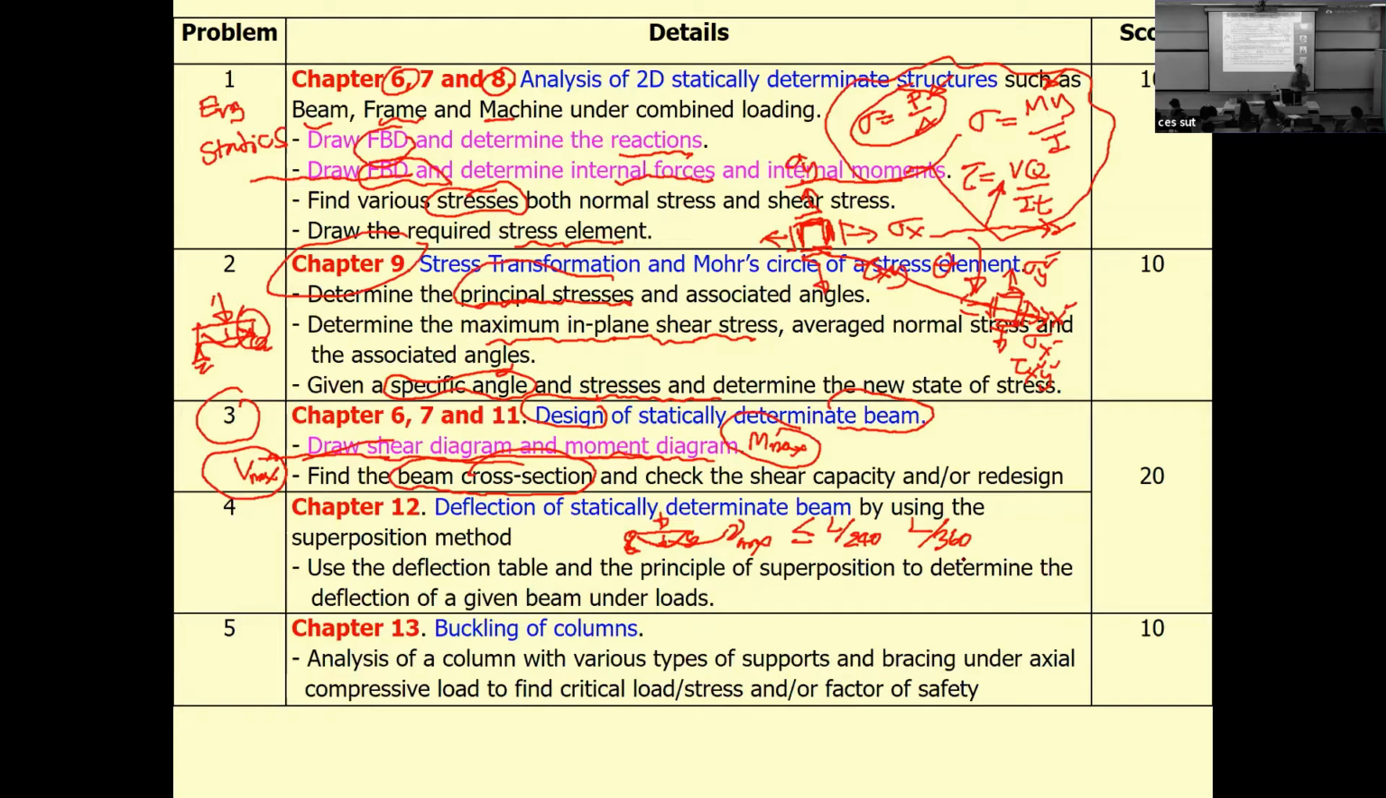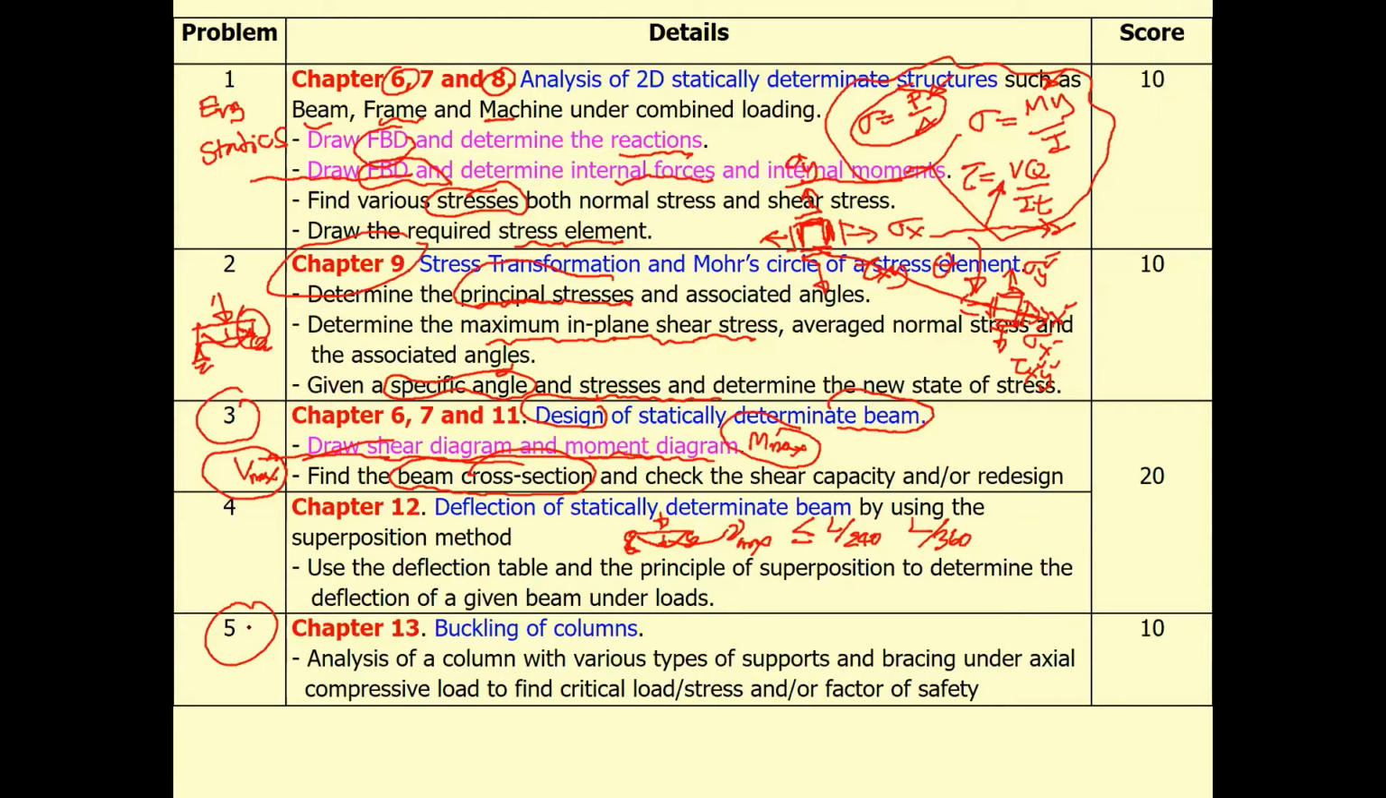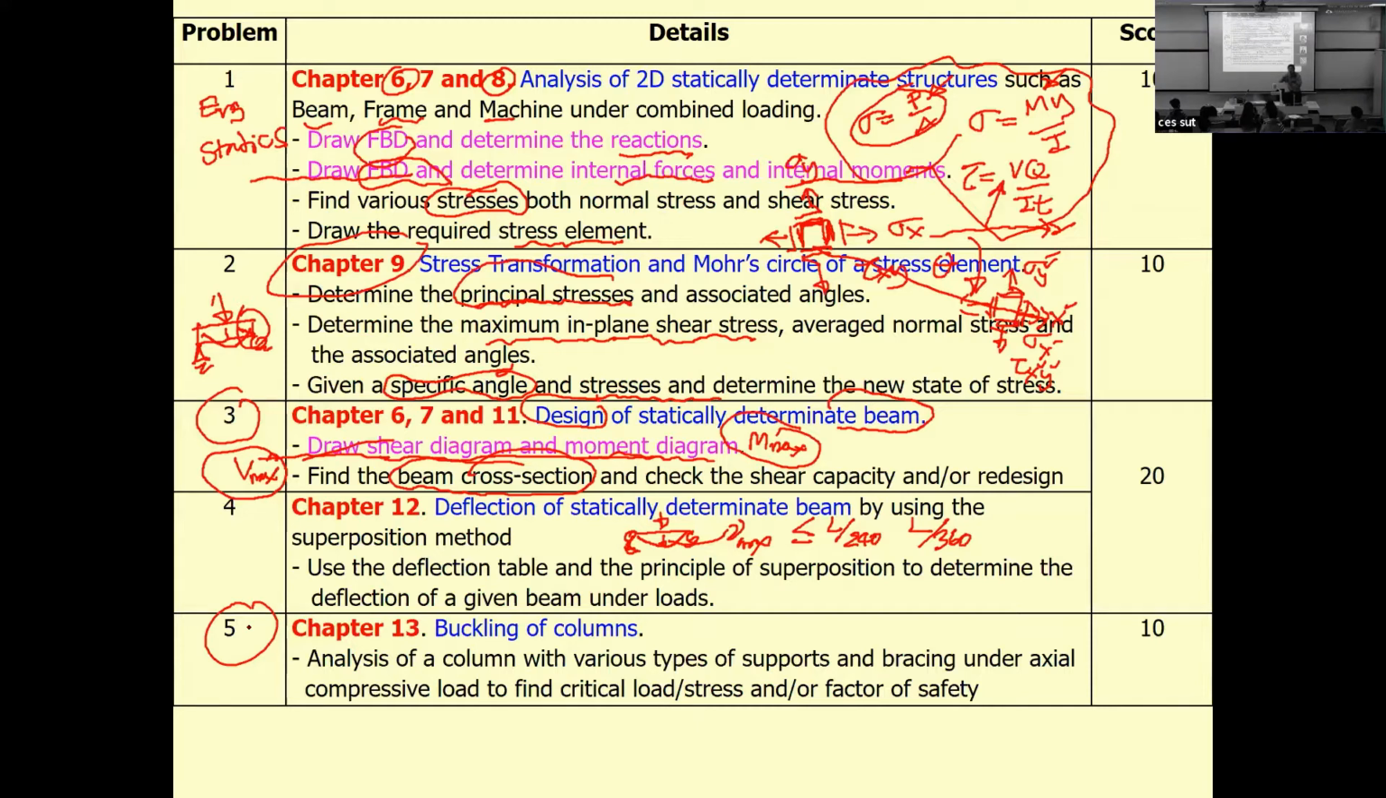Okay, that is going to be problem number 4. And then problem number 5, we come to the column. You can see for the short column, you can press it until it reaches yielding. But for the long column, the behavior is different. The long column, when you compress it, will deform like this.